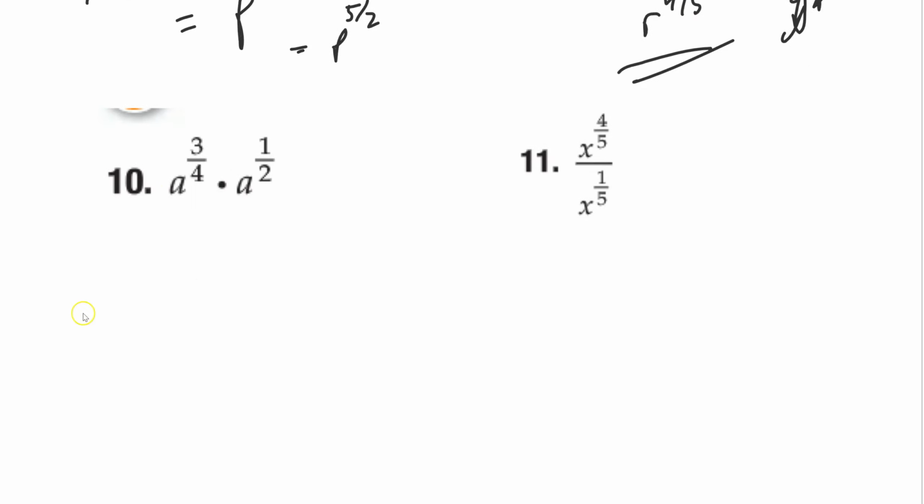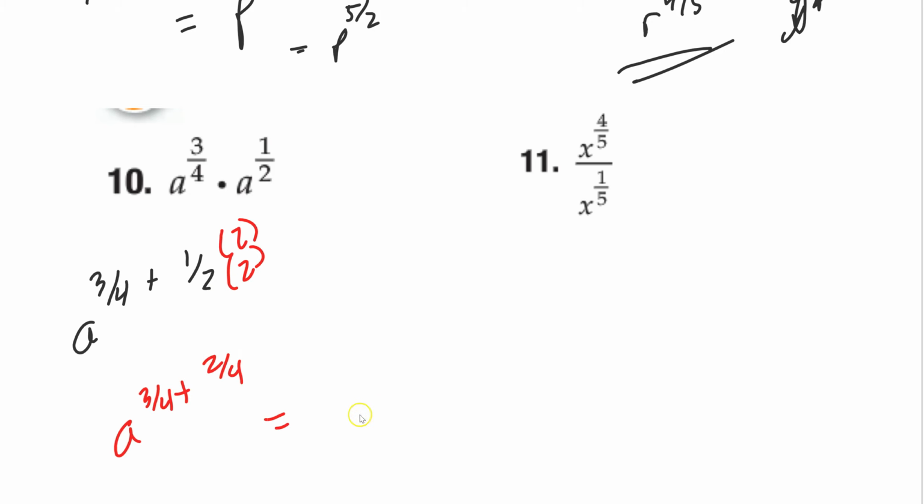Same base, I gotta add the powers. A to the 3/4 plus 1/2. Oh, you gotta add a common denominator. You gotta add fractions, and when you add fractions, all you do is find a common denominator. In this case, it's 4, so a to the 3/4 plus multiply by 2/4, and you get a to the 5/4. Just adding fractions like normal, good old days.